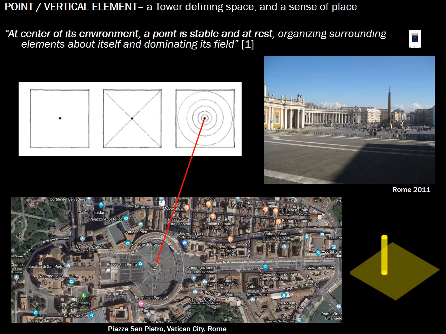This is St. Peter's, the Basilica, where the Pope gives his services and speeches. The Pope lives right here. This is Vatican, Vatican City, Swiss Guard. It's a separate place within Italy. It's its own thing. And it's certainly a space generated around this obelisk.